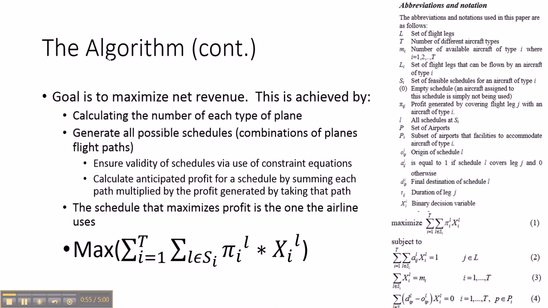It's achieved by calculating the number of each type of plane, generating all possible schedules, and ensuring the validity of all these schedules via the use of constraint equations. The schedule that maximizes profit is the one the airline uses.